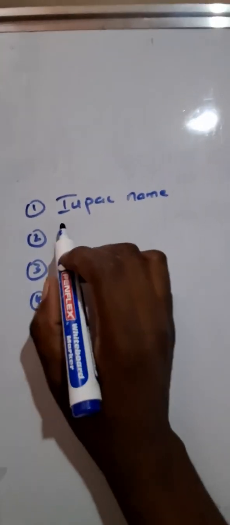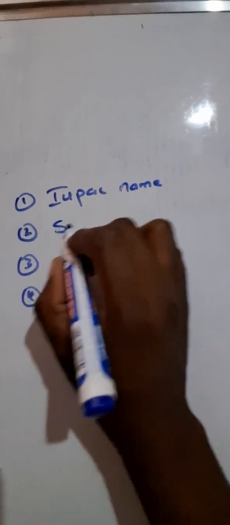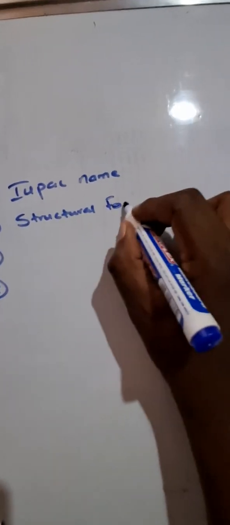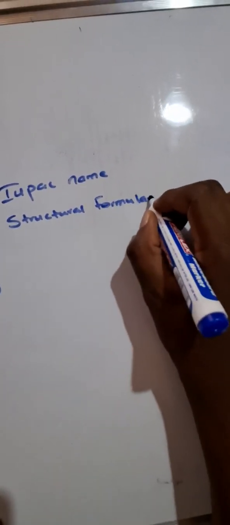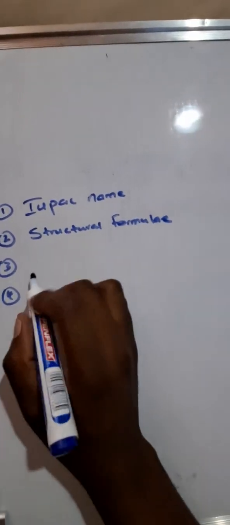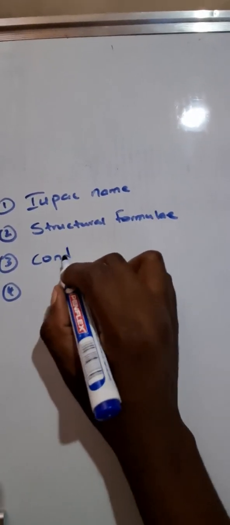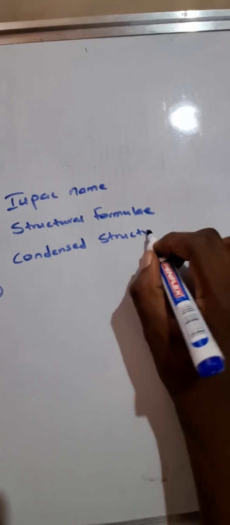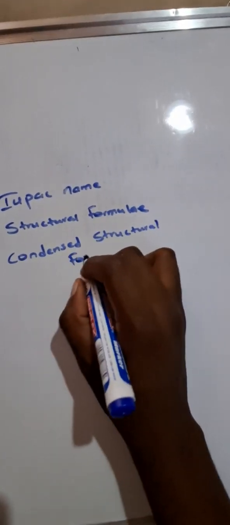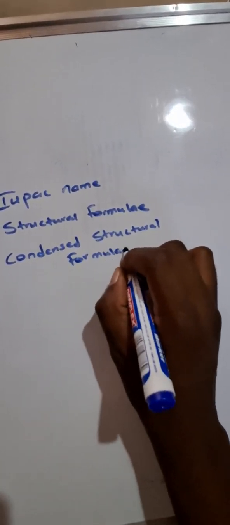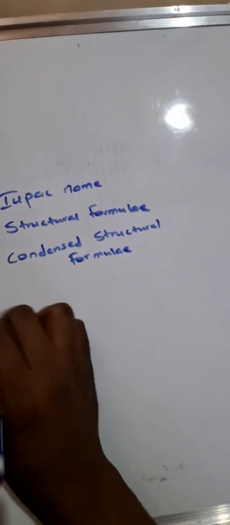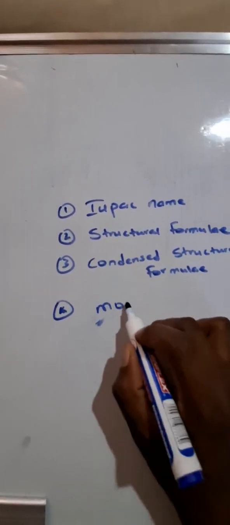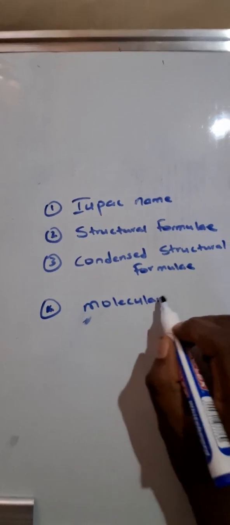Then 2, you need to be able to do what we call the structural formula. You need to be able to draw the structural formula. Then number 3, you need to be able to do the condensed structural formula. Then the last thing is you need to be able to do the molecular formula, which we did in grade 10.